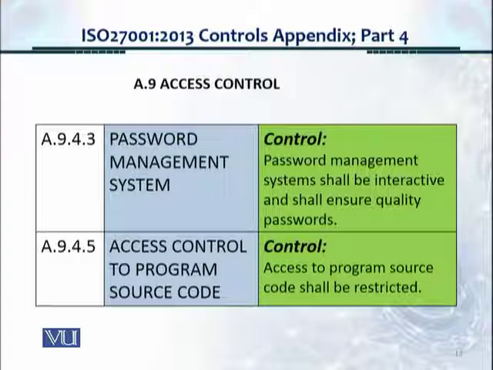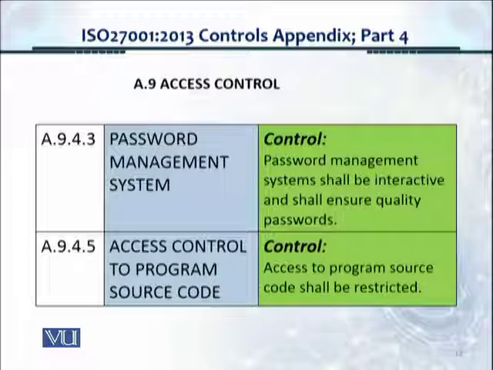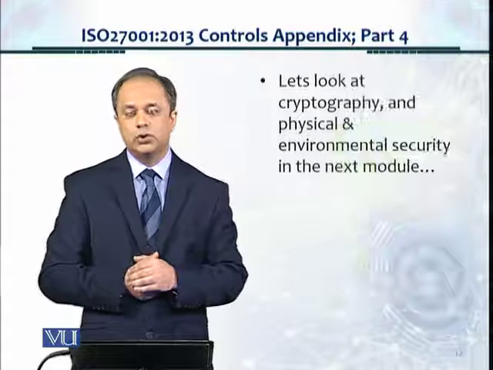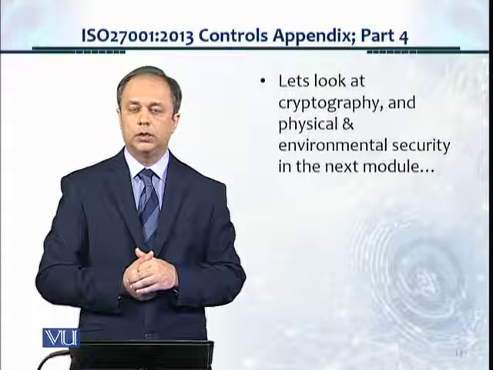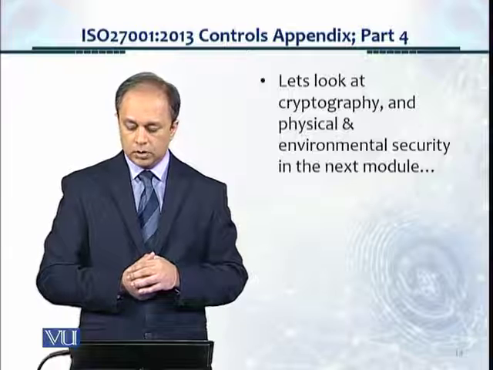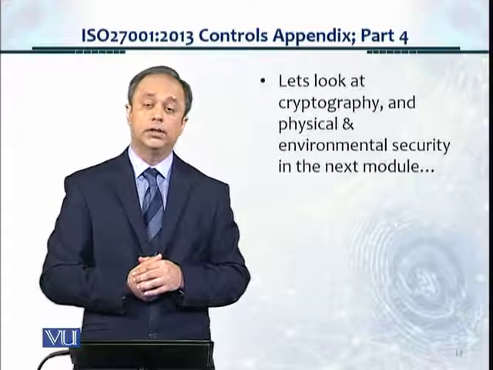And then the password management system should be interactive because it should perhaps, as per policy, not accept the previous 5 or 10 passwords, and that depends on the policy of the organization. And then the password management system could alert the user when the password is about to expire. So that's the manner in which the password management system can be interactive. And then 9.4.5 says access control to program source code. Access to program source code shall be restricted. And that was access control, a very important group level control. And let's look at cryptography and physical and environmental security in the next module. Thank you.